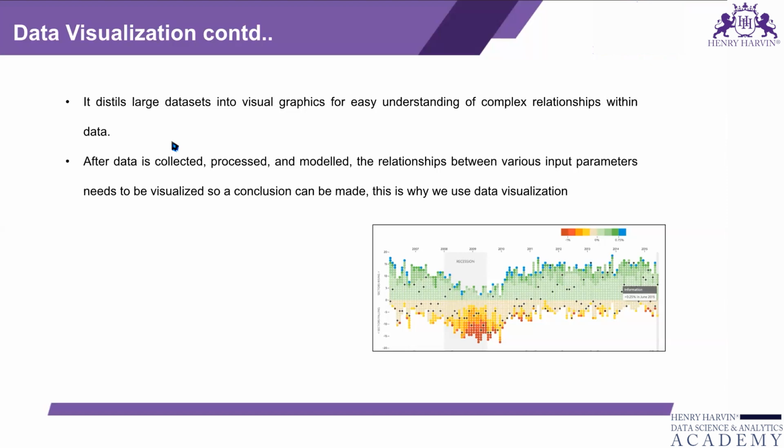Okay, then moving forward, it distills large data sets into visual graphics for easy understanding of complex relationships within data. After data is collected, processed, and modeled, some of the data might not have an easy relationship between them, but a third variable might be involved in the relationship between two of them. So how do you combine all these into a single graphical visualization? That's where Tableau helps you. It helps you find a certain pattern between the three columns that you have, and how you process and visualize them. This is where Tableau helps you, right?